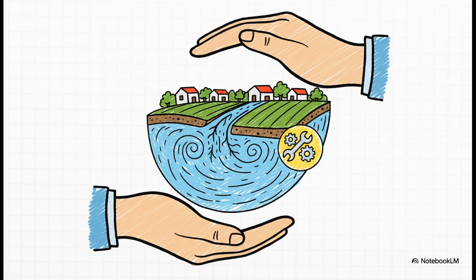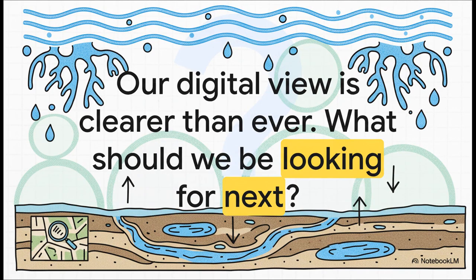So at the end of the day, a calibrated model isn't just some academic exercise. It's a critical tool. It's how we manage our most vital hidden resource and how we plan for a sustainable water future. What this all means is that our digital view of the underground is clearer than it has ever been. So the question that leaves us with is, what should we be looking for next?